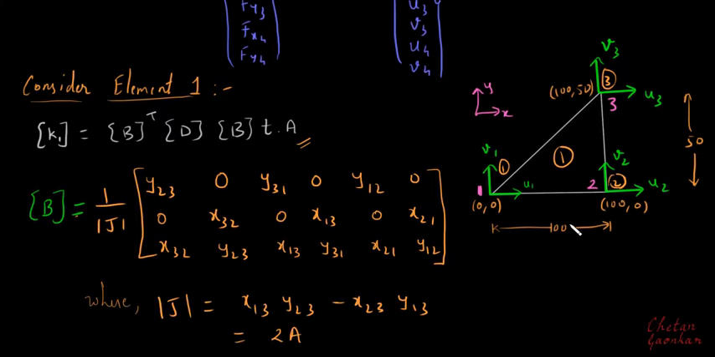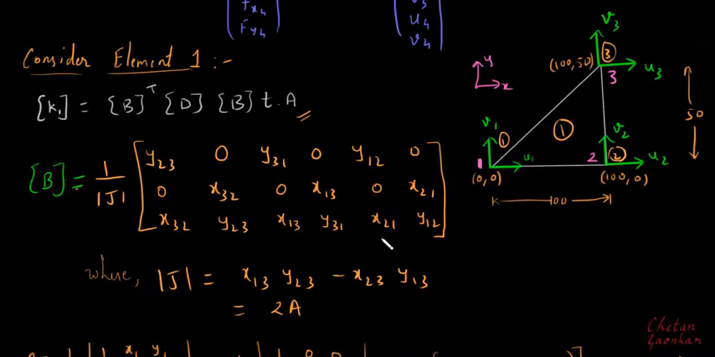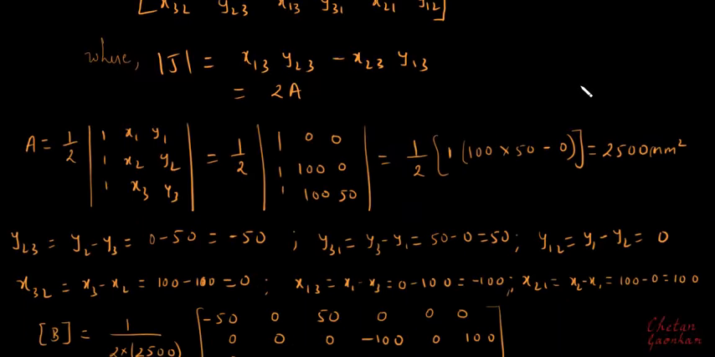So while calculating the area matrix, we know that x1 and y1 are 0 comma 0, whereas x2 and y2 are 100 comma 0, and x3 and y3 are 100 comma 50. If you calculate, this comes to 2500 mm square. So the area is 2500 mm square, therefore the determinant of J will be 2 times the area, which is 5000.